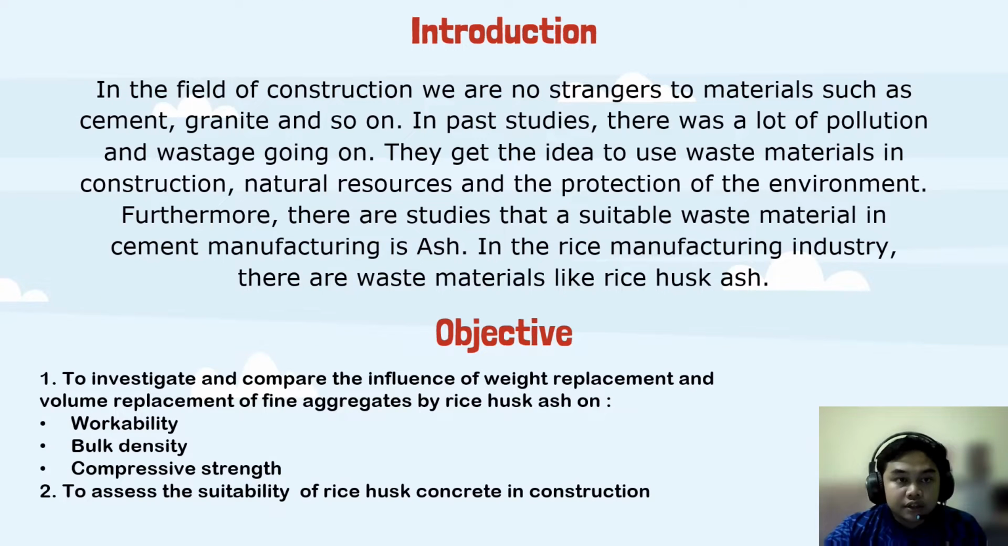So the introduction: in the field of construction, we are no strangers to materials such as cement, granite and so on. In past studies, there was a lot of pollution and wastage going on. They got the idea to use waste materials in construction, for natural resources and the protection of the environment. Furthermore, there are studies that a suitable waste material in cement manufacturing is ash. In the rice manufacturing industry, there are waste materials like rice husk ash.